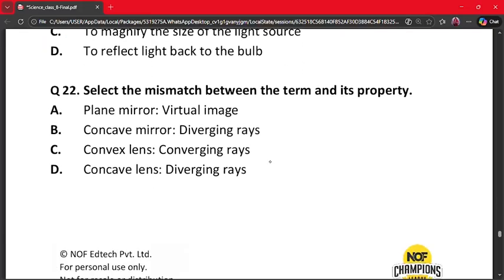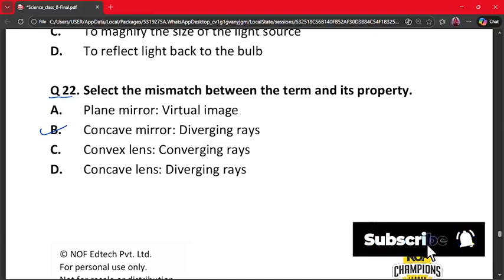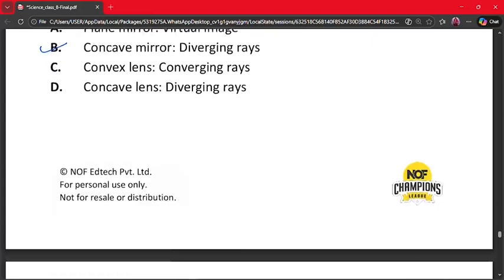Our next question is question 22. Select the mismatch between the term and its property. A. Plane mirror, virtual image. B. Concave mirror, diverging rays. C. Convex lens, converging rays. And D. Concave lens, diverging rays. So here the correct answer is clearly option B, because concave mirrors converge light, not diverge it. So this pair is mismatched. Hence option B is the correct option.